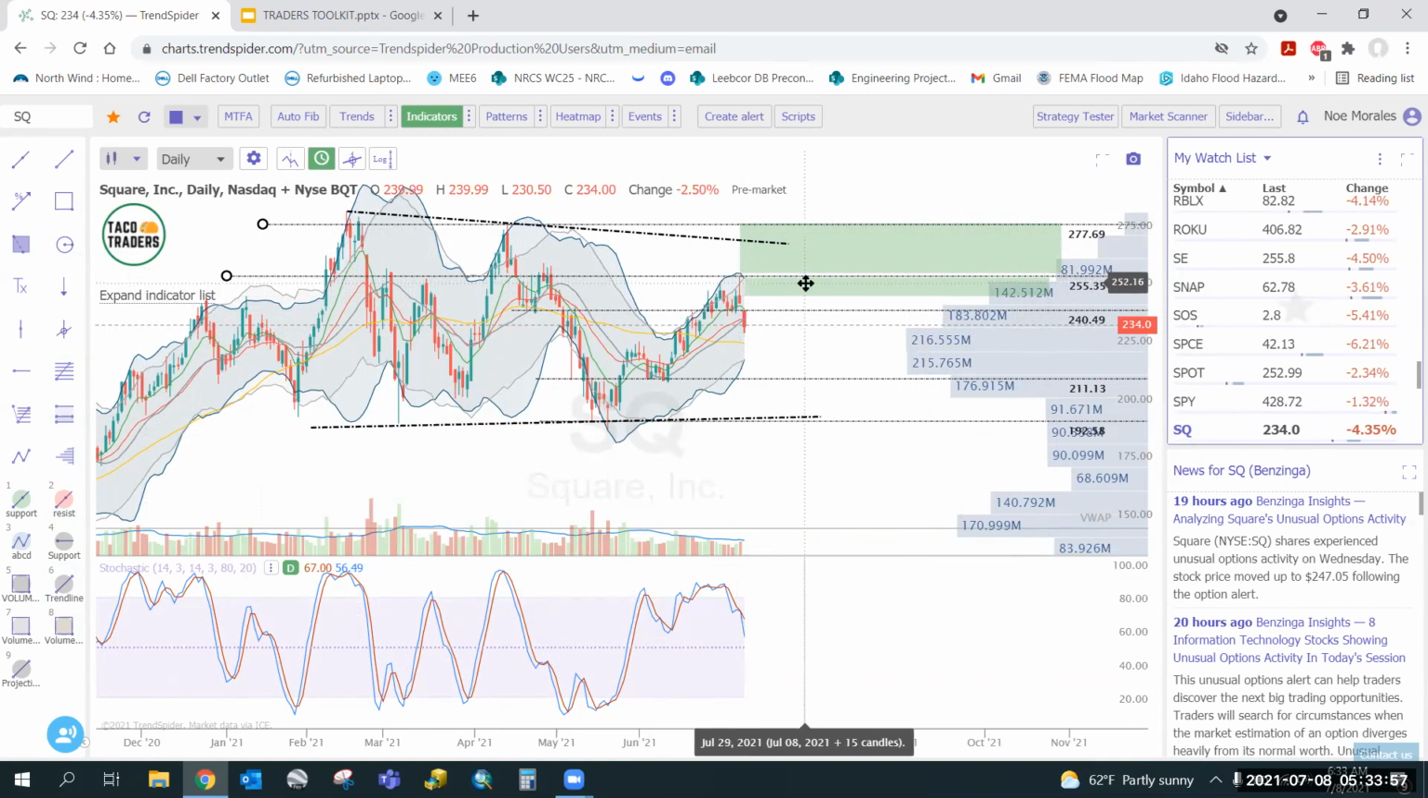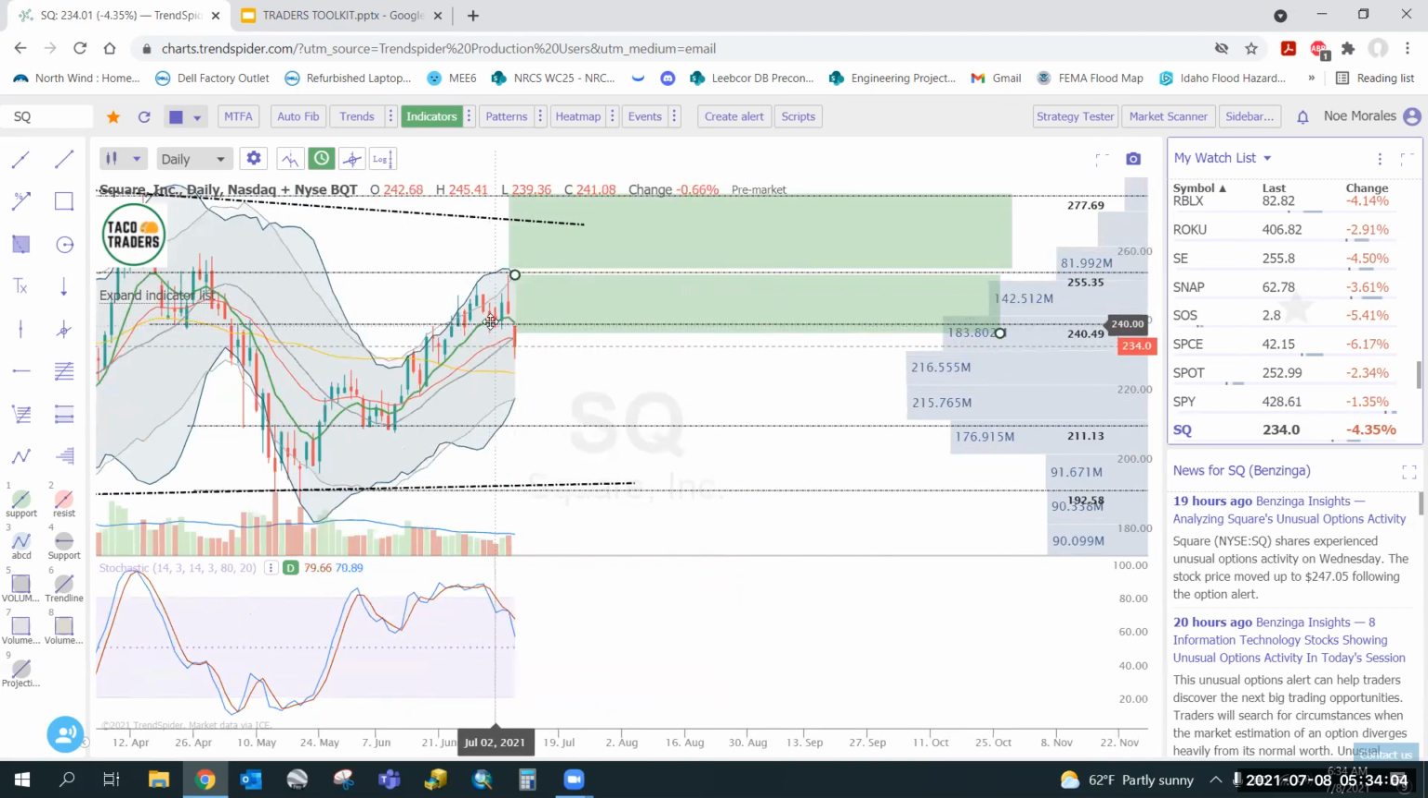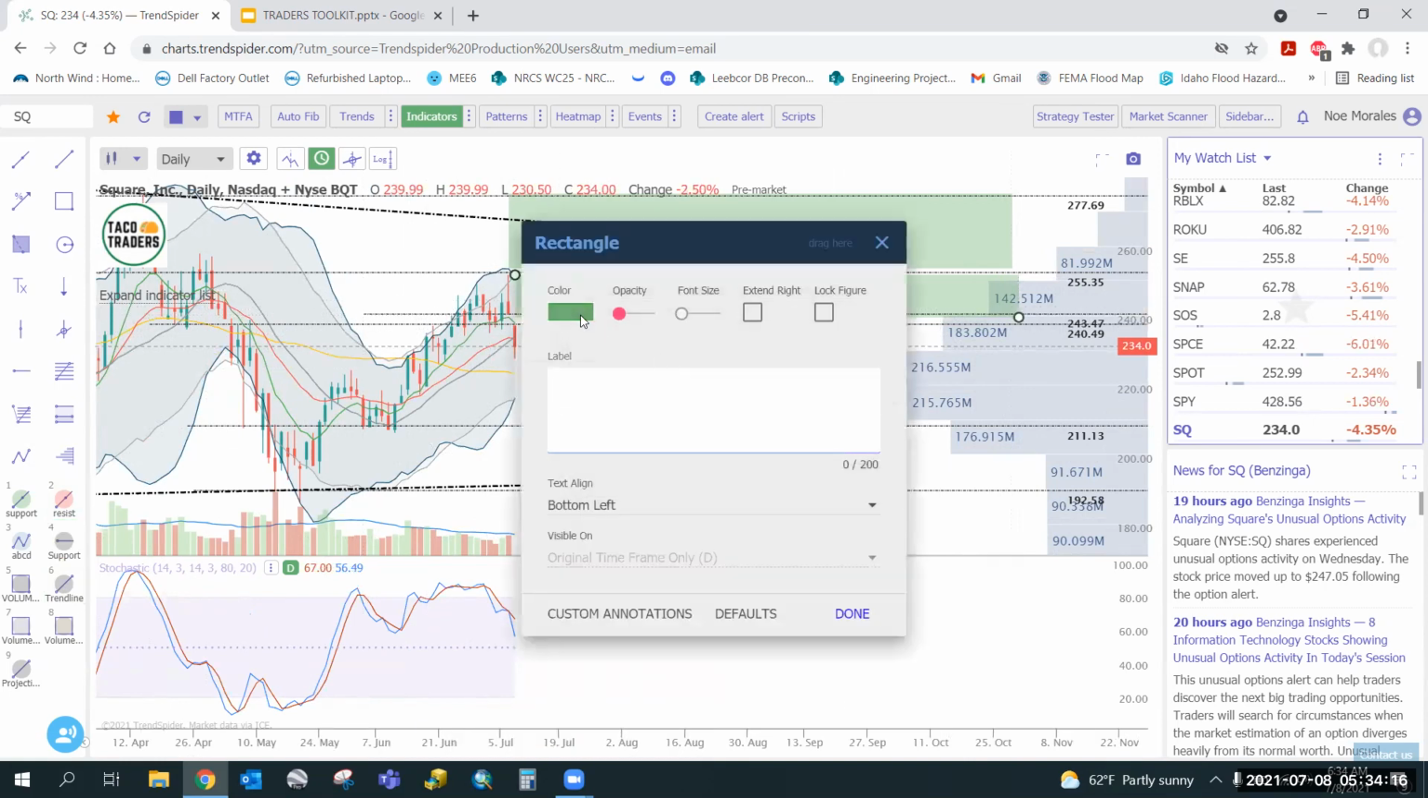And your risk, if this was your entry, it really could be this level right here. Let me zoom in a little bit more. It could be this level. It could even be the previous day's low of day. That will be your risk, right? So then this will be your stop loss.